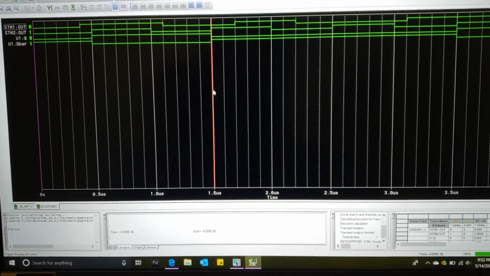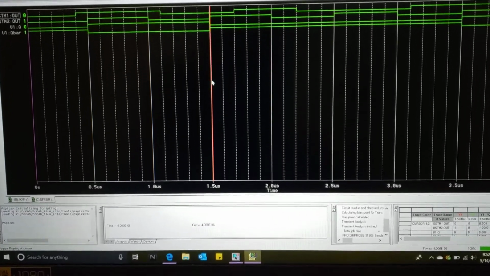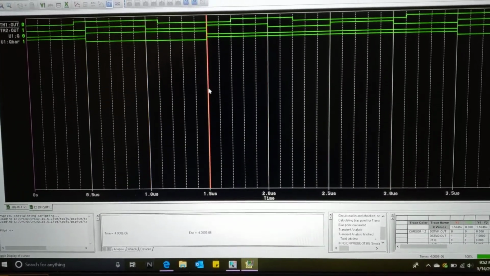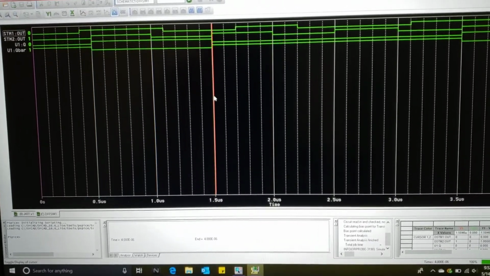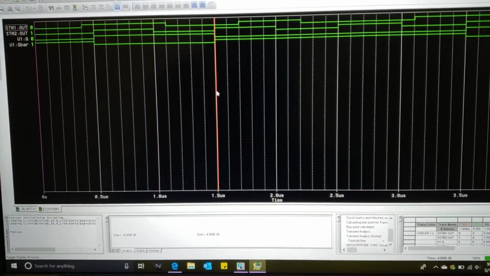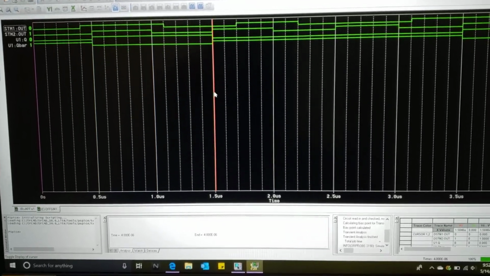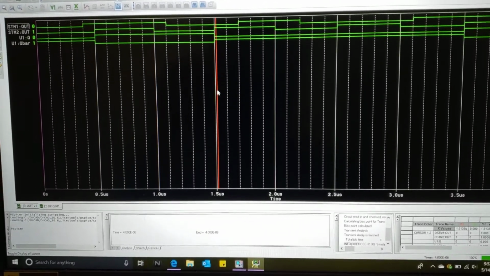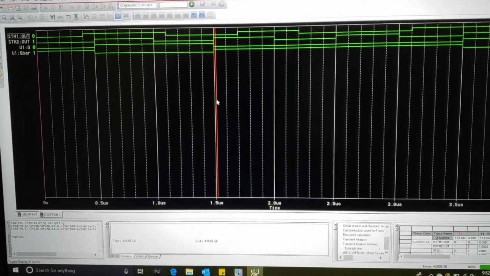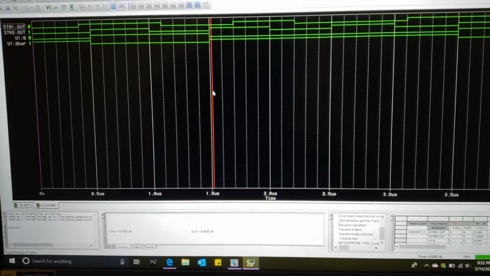Then we come to 1.5, and we see that since data is at 0, and we get a clock change of 1, therefore our Q becomes 0, and so therefore both our outputs change based on that, I guess, requirement. I don't know what the word would be.